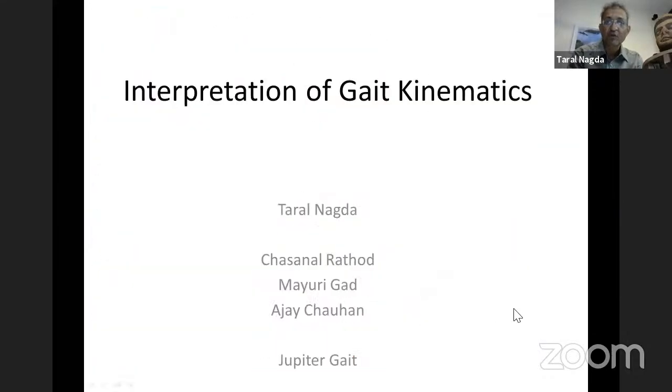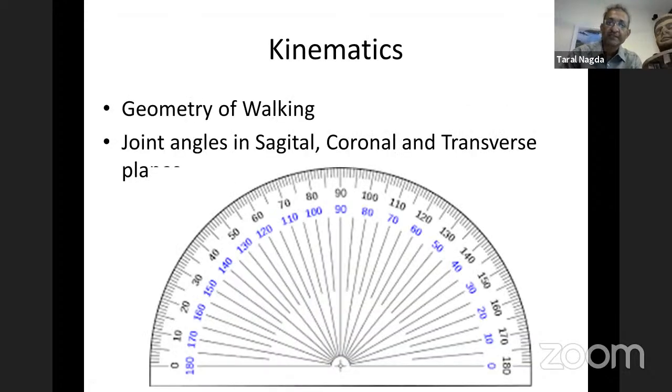So this talk is all about interpretation of gait kinematics. It is when you get a report from a gait analysis lab. So how do you look at those graphs and interpret it and then take decision? And I must acknowledge that though I am presenting this talk, I'm acknowledging the efforts of Chasanal, who's here, and Mayuri and Ajay, who are not here on this webinar right now, but who will be part of Jupiter Gait Lab in putting a lot of material together for this talk and making sense of it.